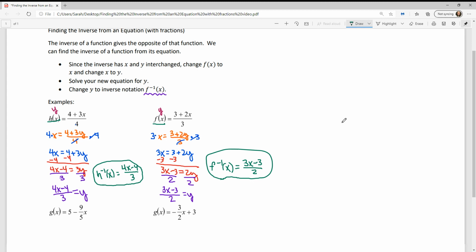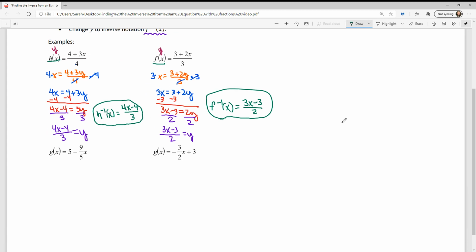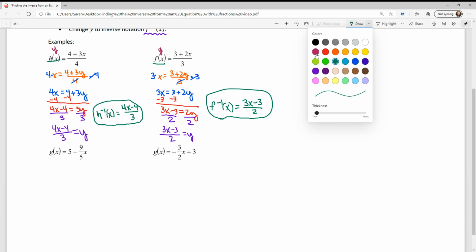The last two also start with fractions in them. They look slightly different. When you don't have things written as a big fraction, you don't need to start by multiplying. You can undo any addition or subtraction first, then deal with your fraction. I will show you that here momentarily. We're going to start the same way though.